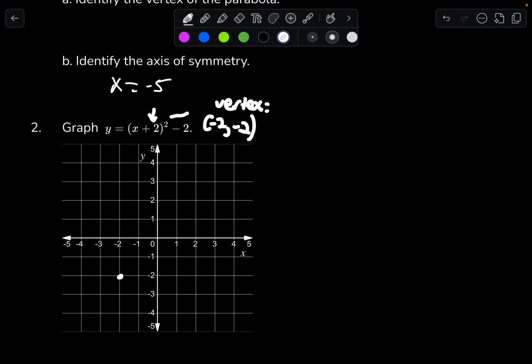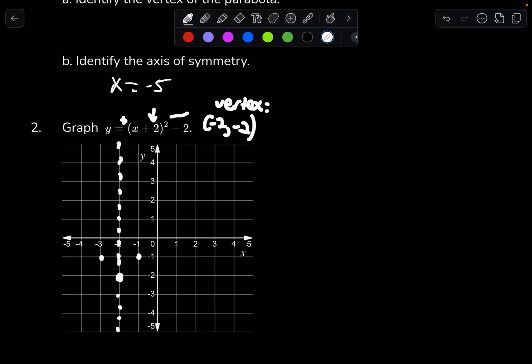And then we know that we can just use the pattern: you start at the vertex, move over 1, square it, that's 1, you go up 1. Notice I know we go up because the sign in front of the squared term, the x plus 2 squared, is positive, so we know it goes up. Here's my axis of symmetry.